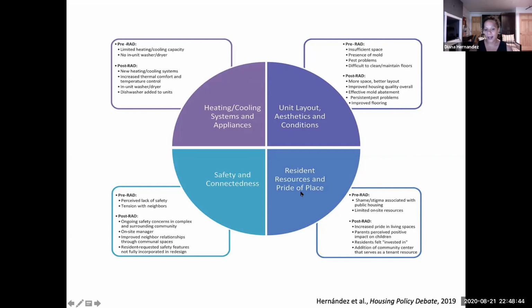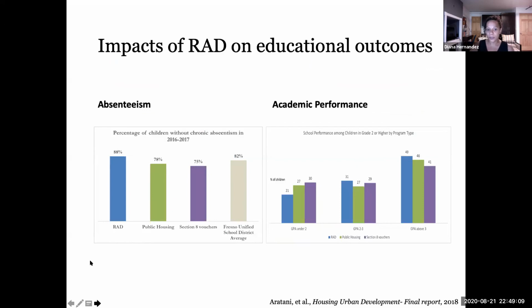But a lot of parents especially noted that they had increased pride in their living spaces, and they felt that these improvements had positive implications for their children. And they felt invested in. So they went from feeling shame and stigma to feeling invested in, which were important transitions. From an educational perspective, we found that those that were living in RAD had less chronic absenteeism, and they actually had better overall GPAs. This is for children in grade school.